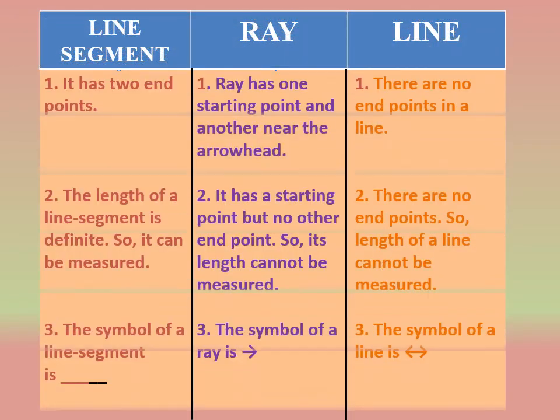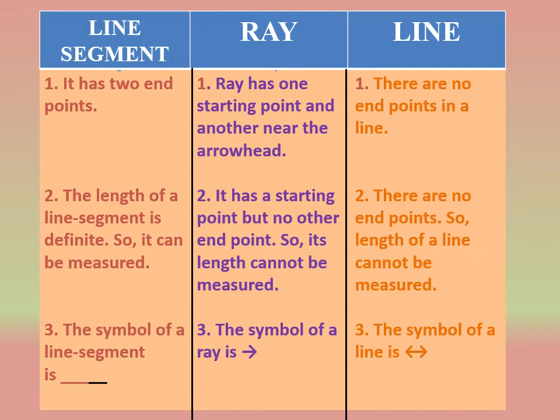Now let's compare. A line segment has two endpoints, whereas a ray has one starting point and another near the arrowhead. Basically, we can say that a ray has only one endpoint, whereas a line has no endpoints. The length of a line segment is definite, so it can be measured. Whereas a ray has a starting point but no other endpoint, so its length cannot be measured. That means it doesn't have a fixed length. Same goes for the line, there are no endpoints, so the length of the line cannot be measured.